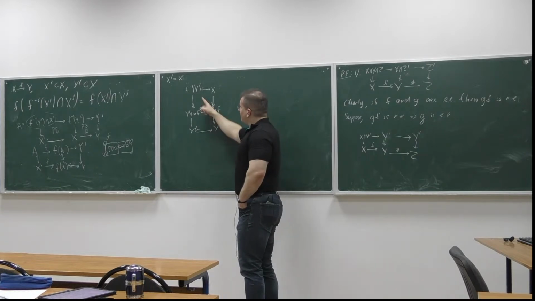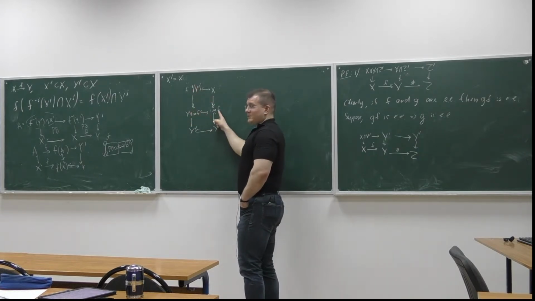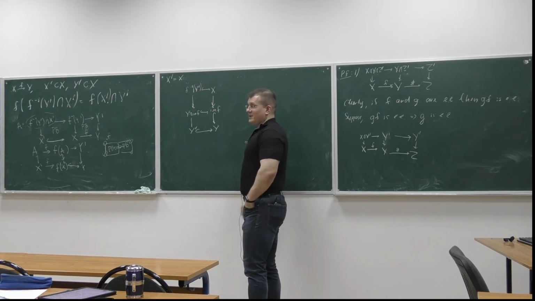I can as well just understand the image of this map. But this is an epimorphism, and this is just an embedding as a sub-object. So what's the image of this map? Just this thing. So that's the proof.